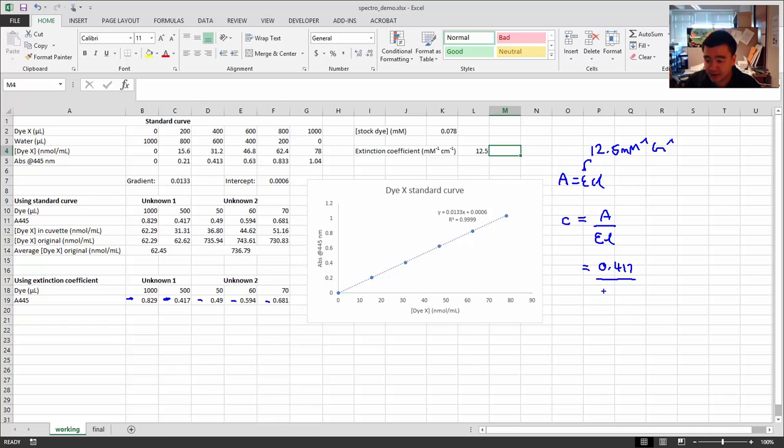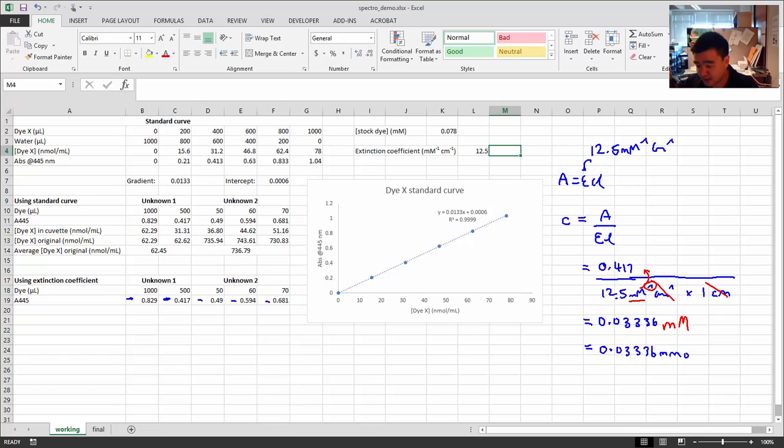Okay, so going back to this example here, 0.417 divided by the extinction coefficient, which is 12.5 per millimolar per centimeter, times 1 centimeter, which is the path length of the cuvette. And this turns out to be 0.03336. The question is, well, what units are these? Well, centimeters here will cancel out. The millimolar doesn't cancel out, but this -1 will turn it into a numerator unit, and so therefore we have millimolar here.